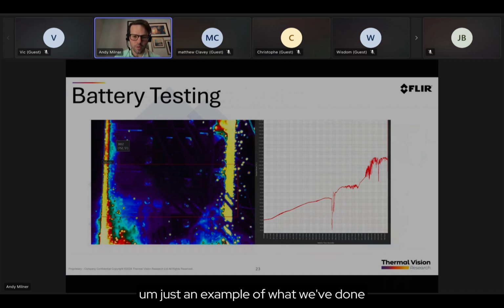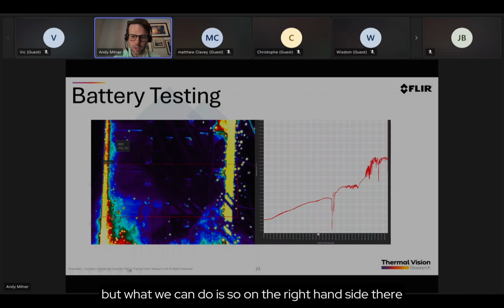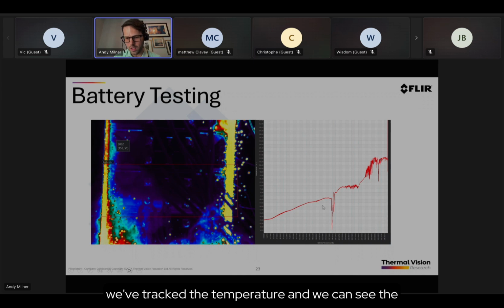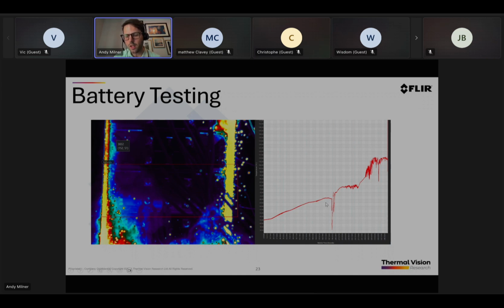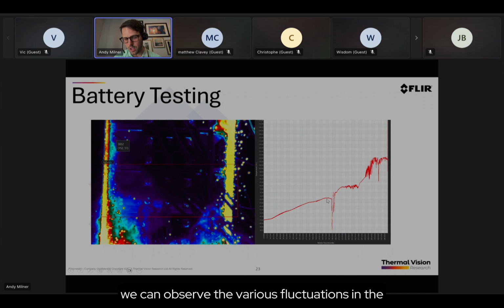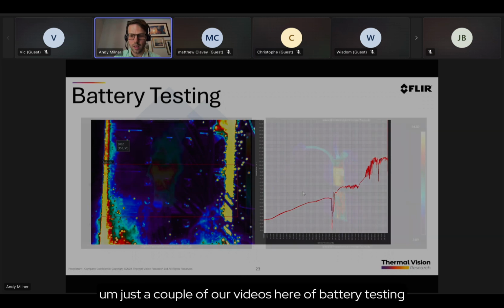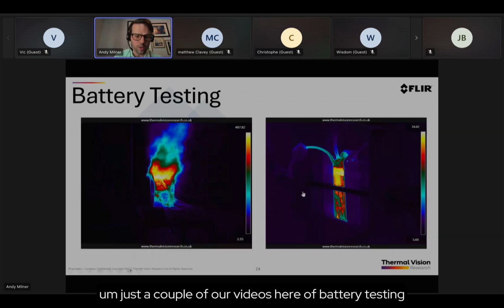Just an example of what we've done with battery testing. This is a still of a battery about to go. On the right-hand side there, you can see we've tracked a temperature, and even through casing, we can observe the various fluctuations in the thermal runaway of the battery. This was by tracking the maximum temperature. I do need to discuss this with a customer to know exactly what's going on, but obviously these are characteristics of thermal runaway. Just a couple of our videos here of battery testing.